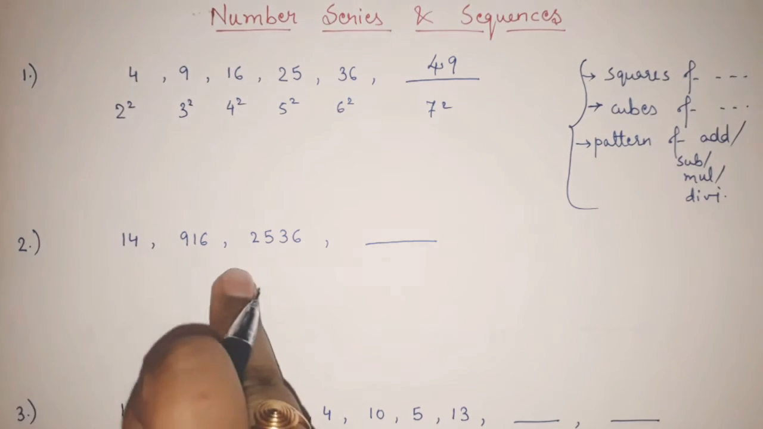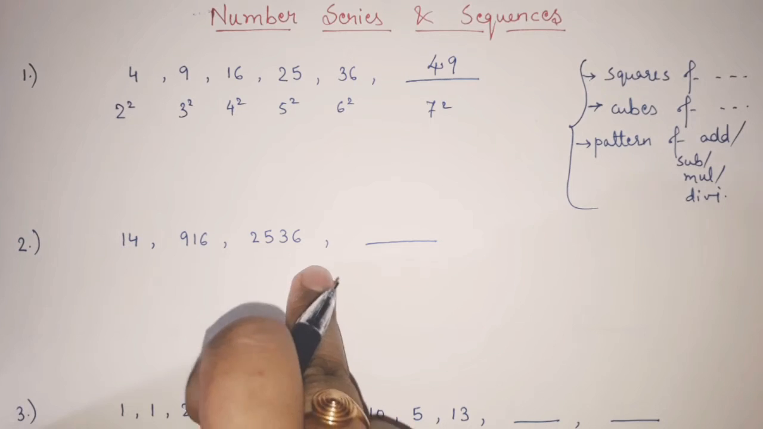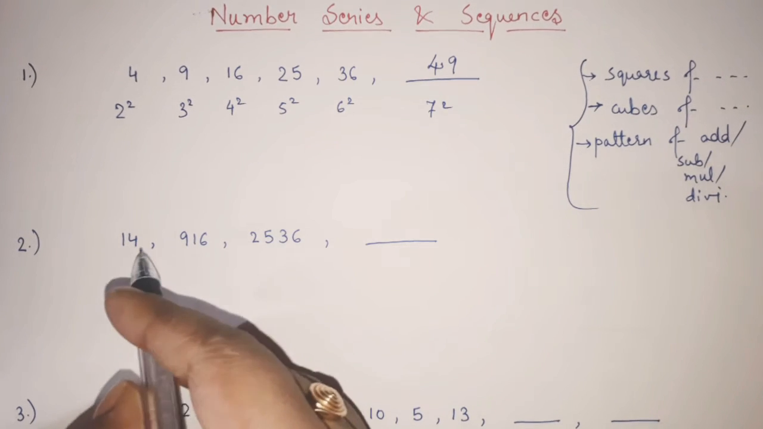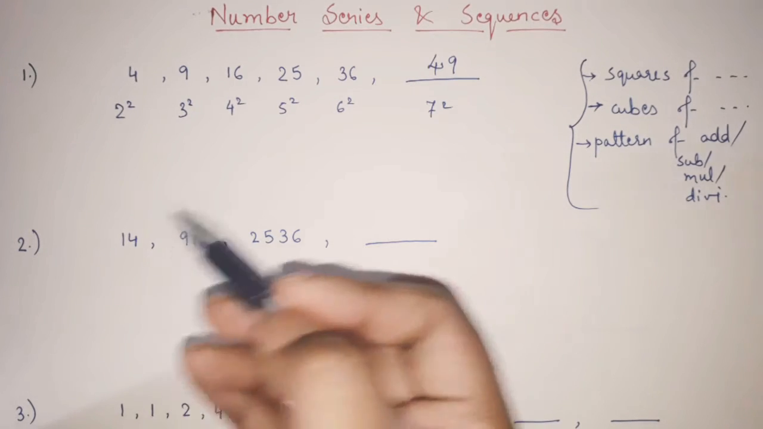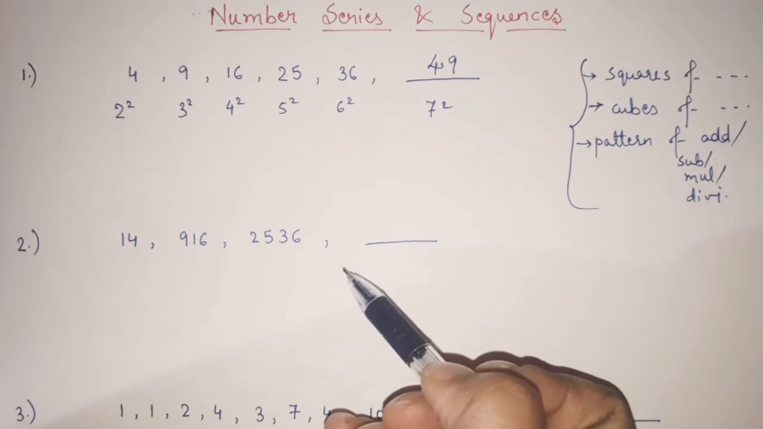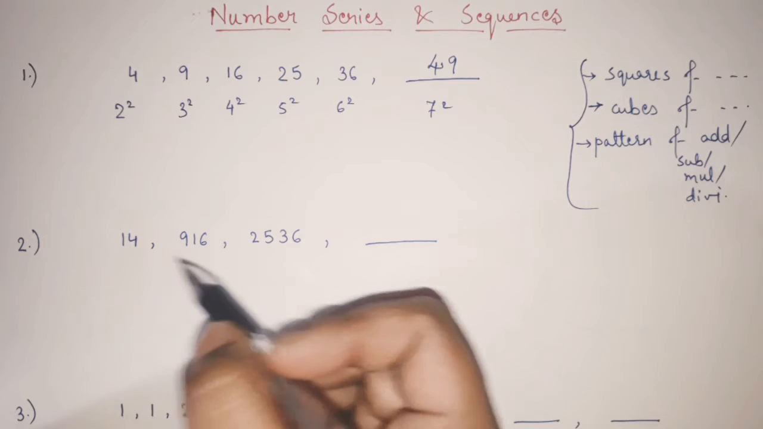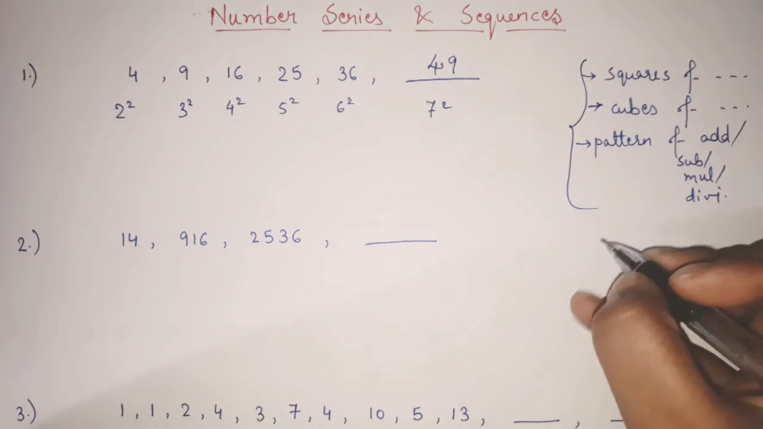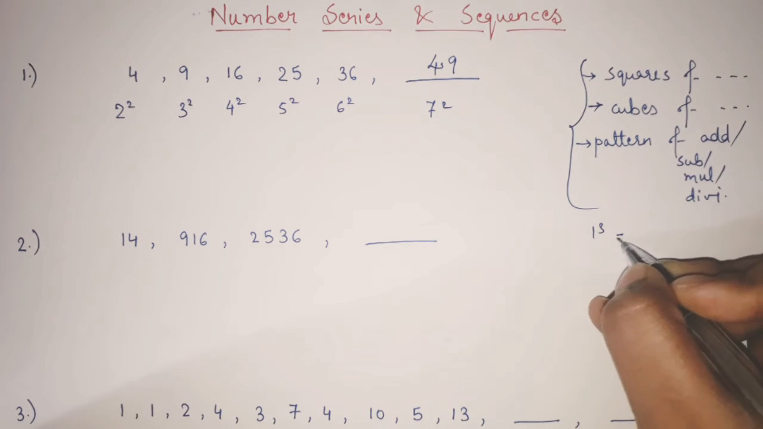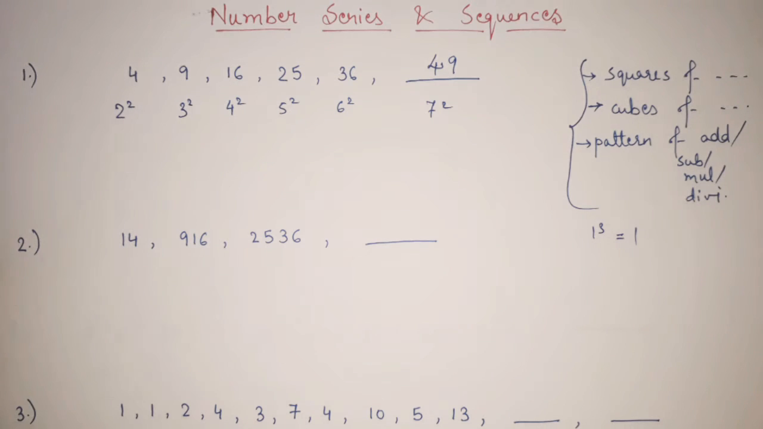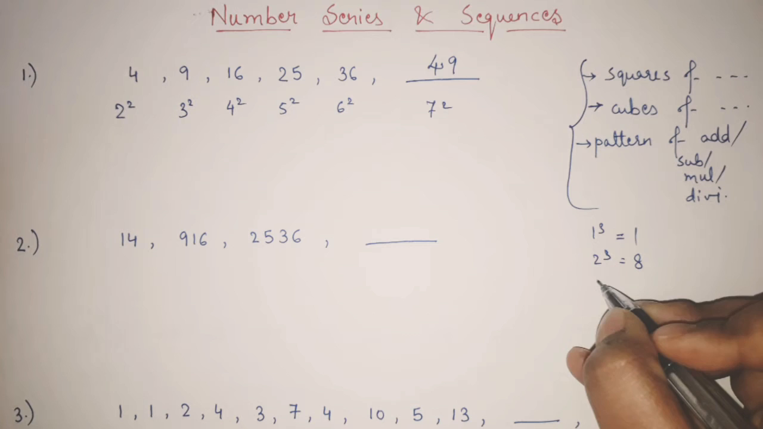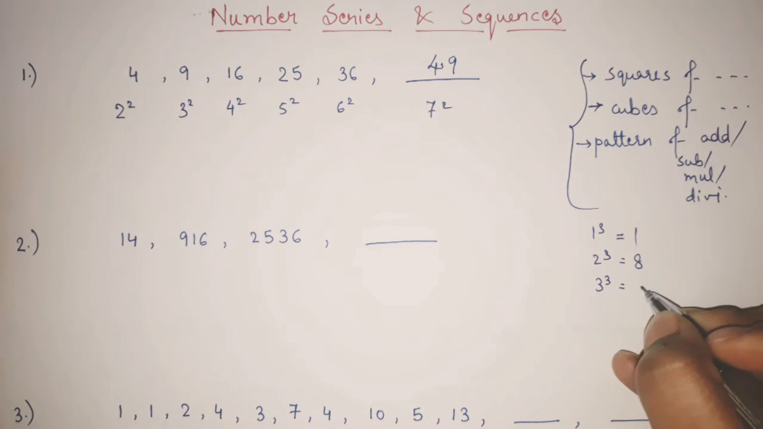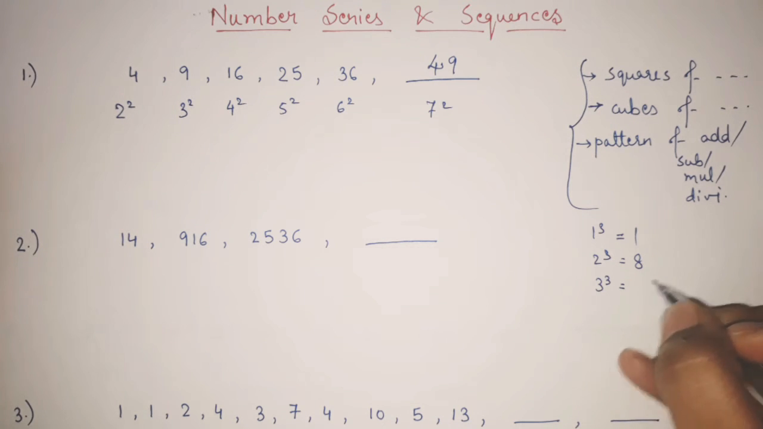14, 916, 2536. Now if you check them, they are not the pattern of squares, because 14 is not the square of any number. Are they the pattern of cubes? No, because 14 is not the answer of any cube, right? Because see, we know that 1 cube is 1, 2 cube is 8, 3 cube is 3 3s are 9 and 9 3s are 27.